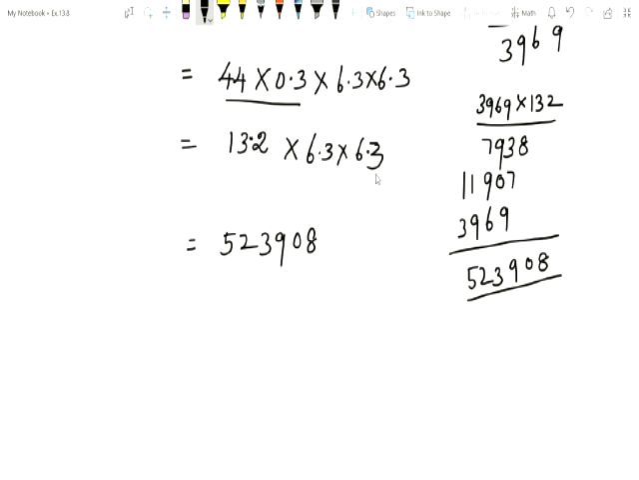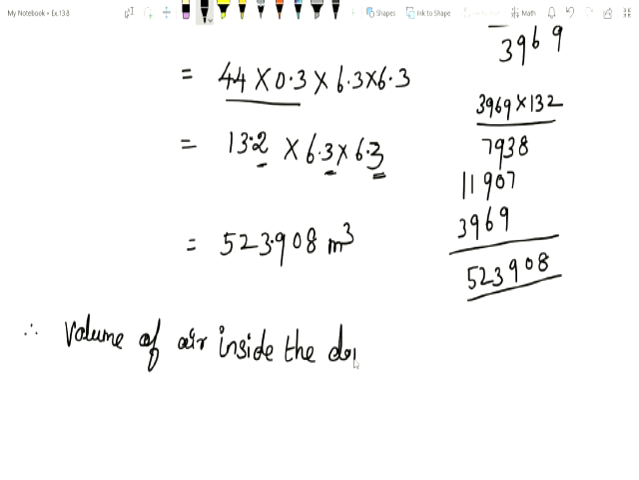Now see the decimal. So 1 decimal, 1 decimal, 1 decimal. Totally 3 decimal we need to keep. So what is the answer, children? 523.908 meter cube. So therefore, volume of air inside the dome equal to 523.908 meter cube. Do you understand, children?